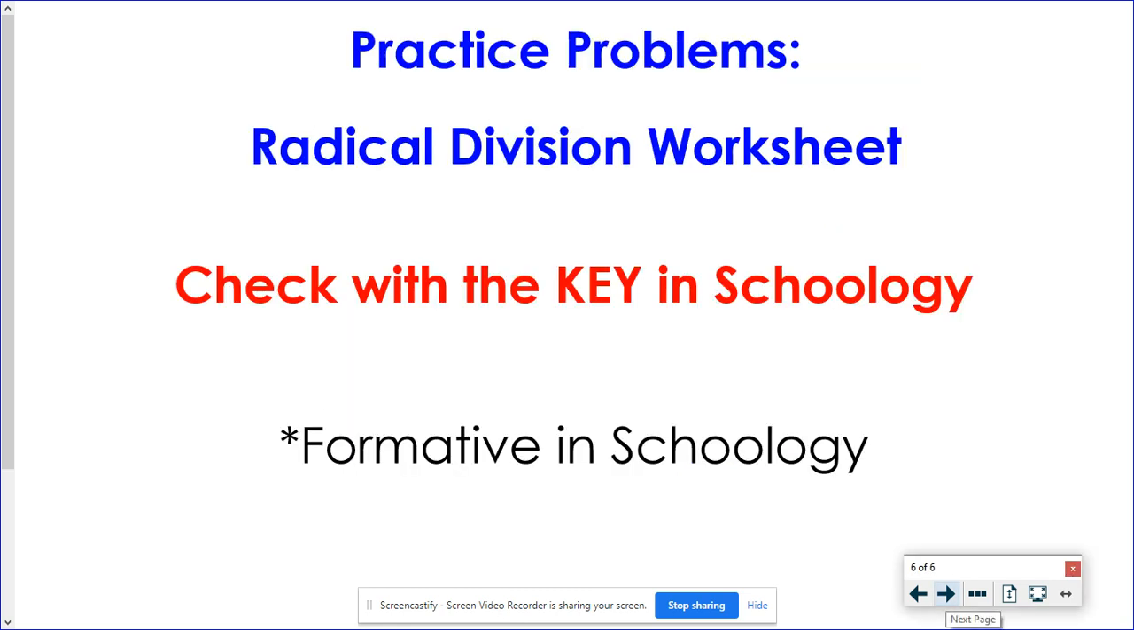Today's worksheet. It's a radical division worksheet. So I just did a whole bunch of examples with lots of different ways to look at this. So be careful there. If you are checking in with the answer key that's in Schoology, you might do it one way and the answer key might do it a different way. If you get the same answer, it's all good. There's a formative in Schoology, and if you need any help, let me know.